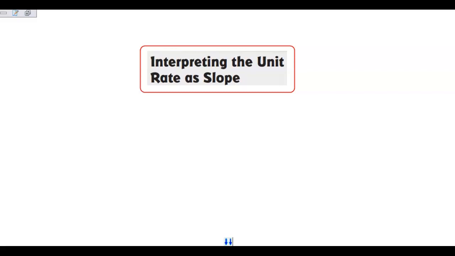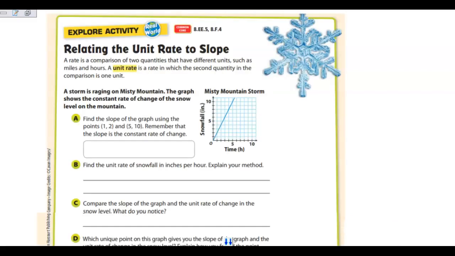Hello. Today we're going to be interpreting the unit rate as slope. Rate is a comparison of two quantities that have different units, such as miles and hours. A unit rate is a rate in which the second quantity in the comparison is 1 unit. Okay? So, like if I say 5 miles per hour, the hour is the 1 in that case.